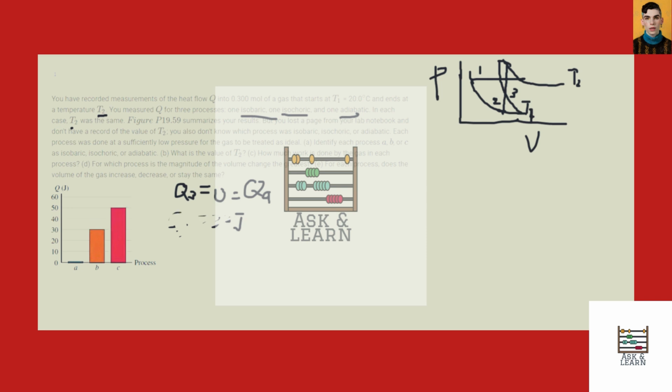We should still be looking at the top right figure. Q1 is the isobaric process, so Q1 will be equal to the work done by the gas plus delta U. And for Q2, as we can see, this is an isochoric process, so the work is 0. It only equals delta U.